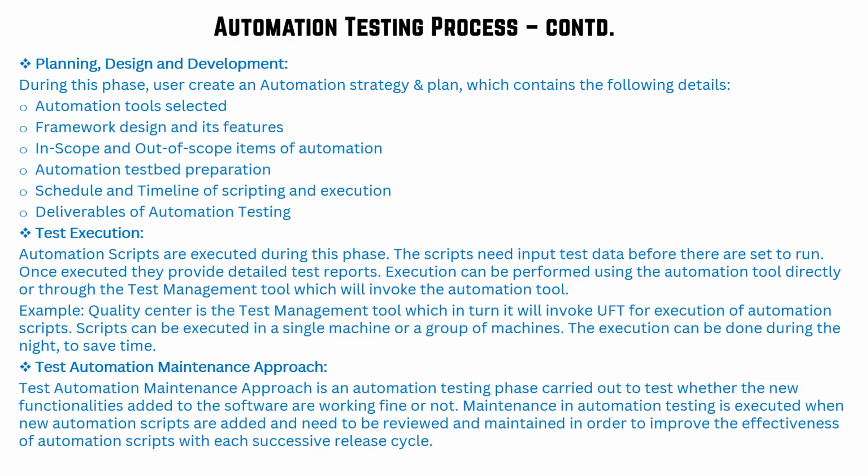So during this phase the user creates an automation strategy and plan which contains the following details: automation tool selection, framework design, features in scope and out of scope for automation, automation test bed preparation, schedule and timeline of scripting and execution, and deliverables of automation testing.